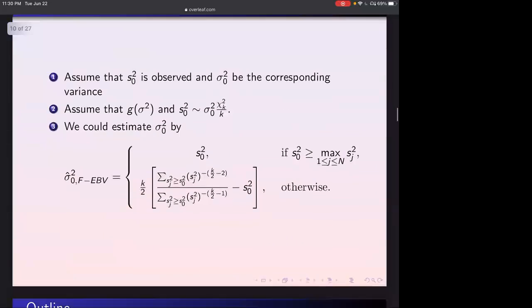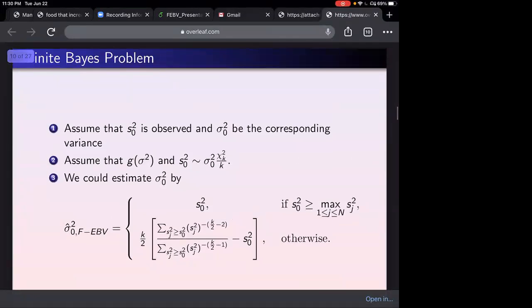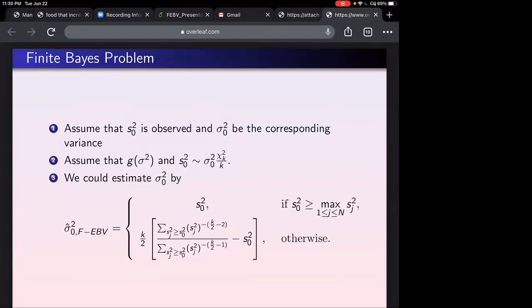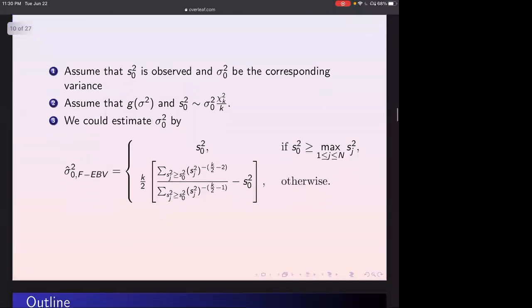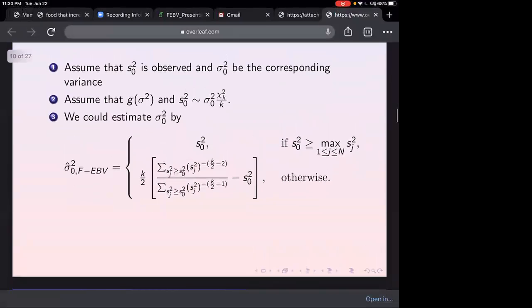Another situation is called the finite Bayes problem, proposed by Efron in 2019. In addition to the data from which we construct our estimator, assume that we have newly arrived data S0 squared, and we are interested in the estimation of the corresponding variance sigma 0 squared. Capital F-EBV can be easily extended to this problem. So in this case, we introduce a capital F modeling-based empirical Bayes estimation for the variances.